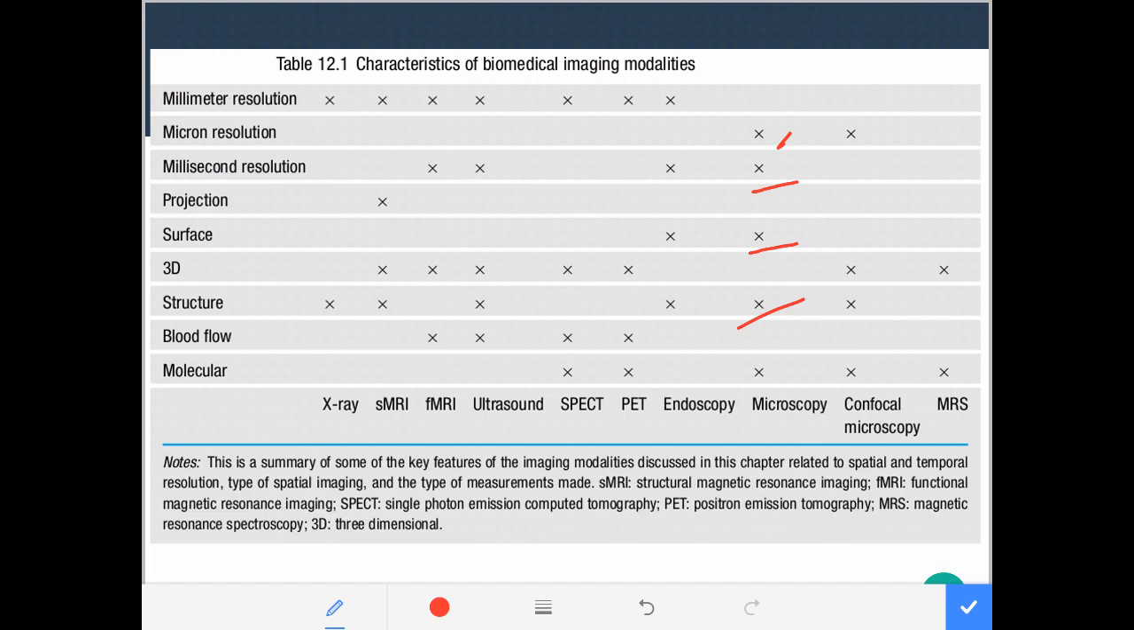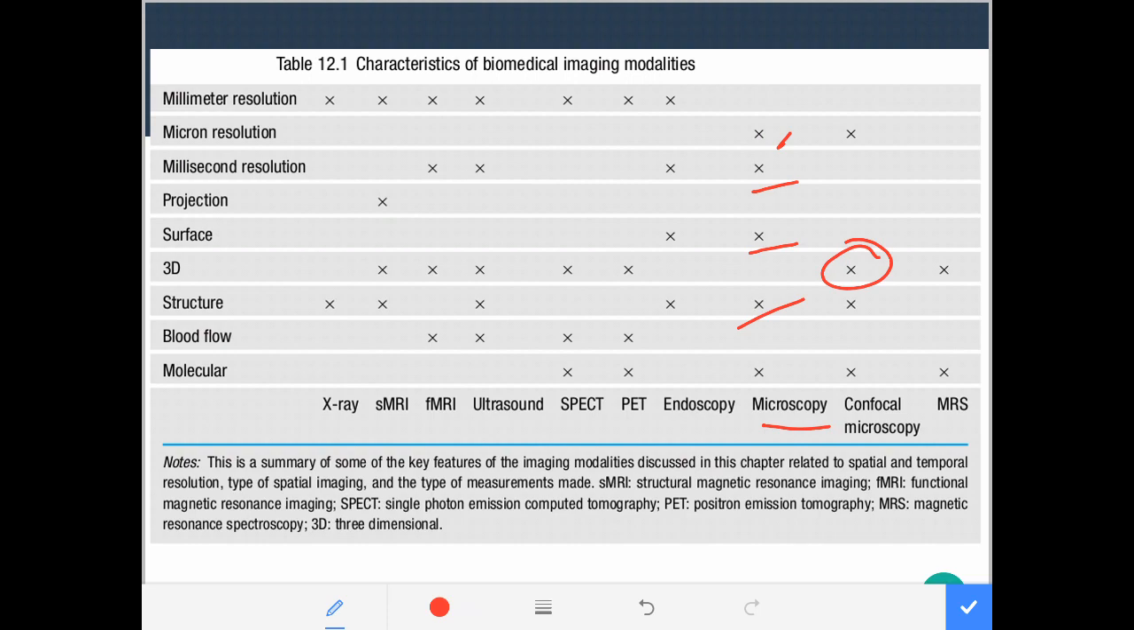And then we have confocal microscopy. In confocal microscopy, this gives us a more three-dimensional backdrop compared to simple microscopy. It's a 2D image. Now for confocal microscopy, you can view that as a 3D image.